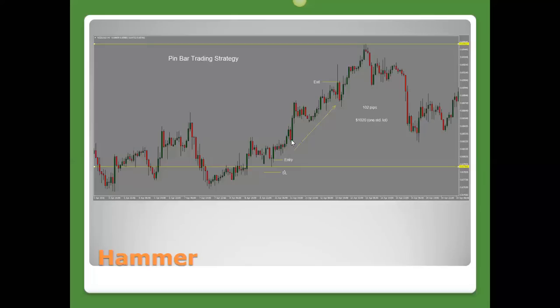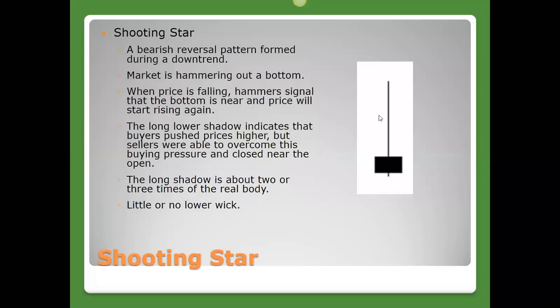So think of it like that. The hammer has a long wick at the bottom and a small body. Hammers are bullish signals. Shooting stars are bearish signals. So this is our shooting star. This is what it looks like.